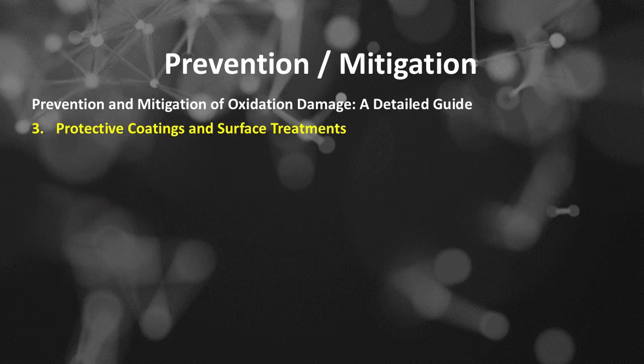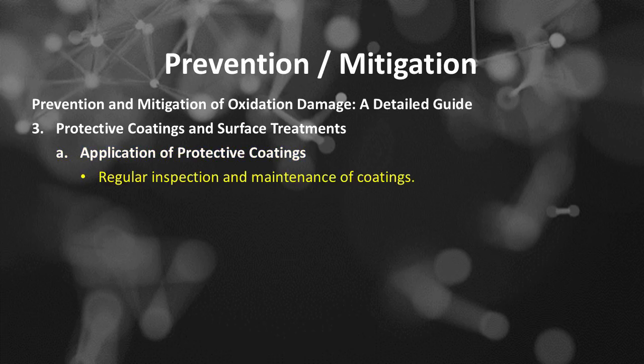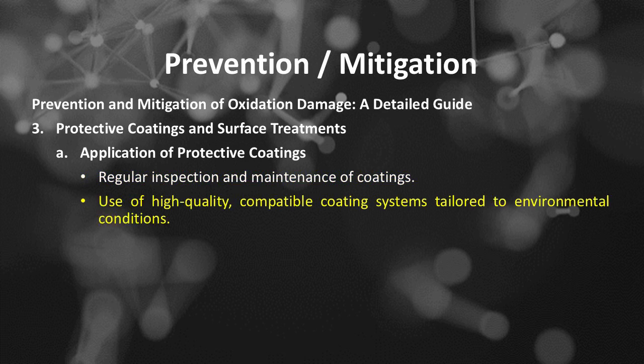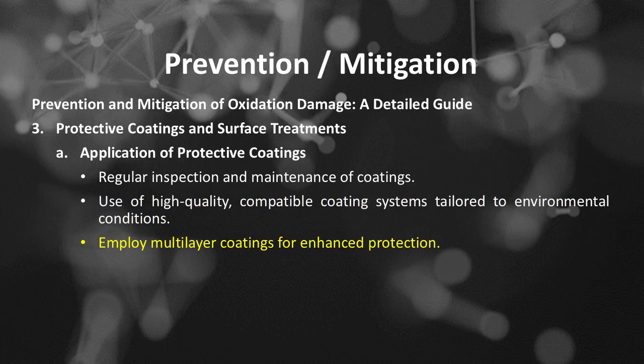Number 3 of prevention and mitigation of oxidation damage is protective coatings and surface treatments. Number A is application of protective coatings. Regular inspection and maintenance of coatings. Use of high-quality, compatible coating systems tailored to environmental conditions. Employ multi-layer coatings for enhanced protection.